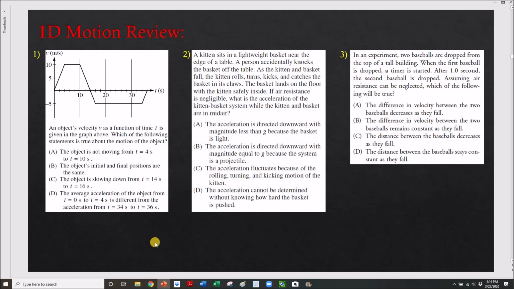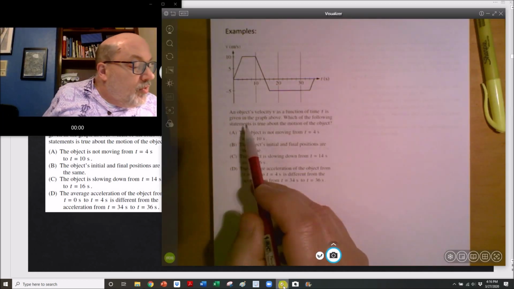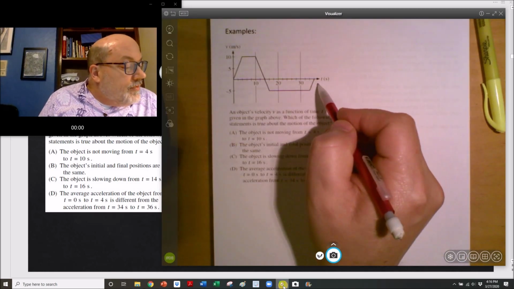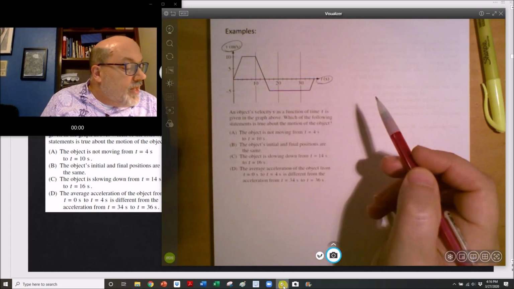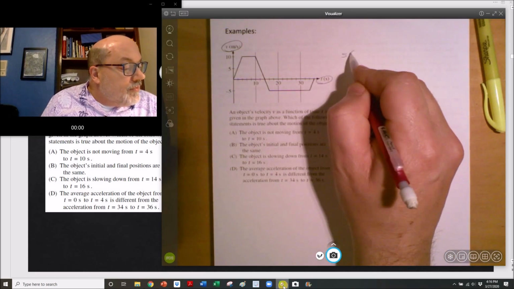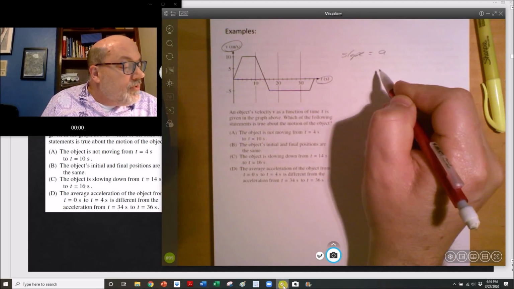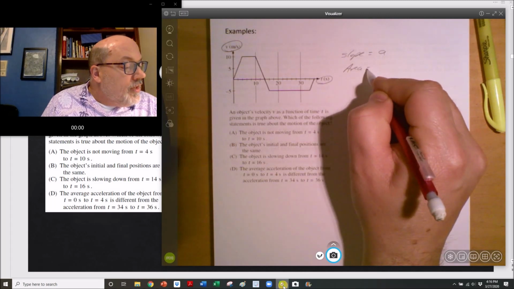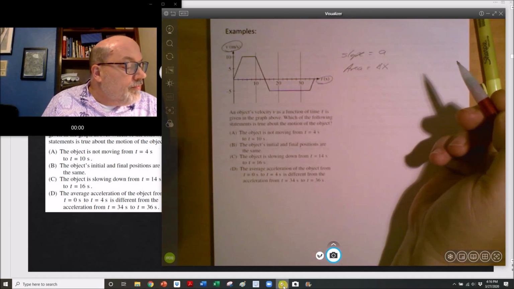Here are our first three questions. I want you to pause the screen, take a look at each one, and put down and predict what your answer is, and then we will work them out. All right, now that we have had a chance to take a look at them, let's work them out on the screen. In this particular one, always look at the axis. This is time, this is velocity. So it's a velocity time graph. That means slope equals acceleration, and area equals how far we've traveled.